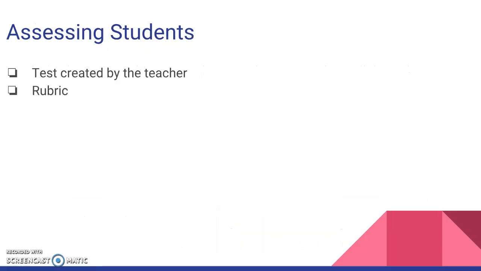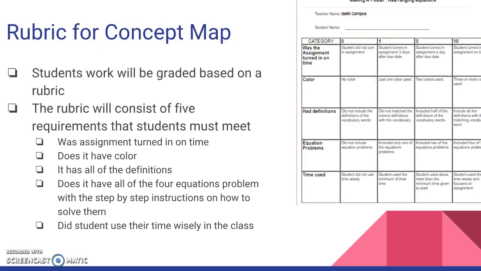How the students will be assessed. A test will be created by the teacher and a rubric for the concept map. The rubric for the concept map. Students will be graded based on a rubric. The rubric will consist of 5 requirements the students must meet, and here are the 5 requirements.